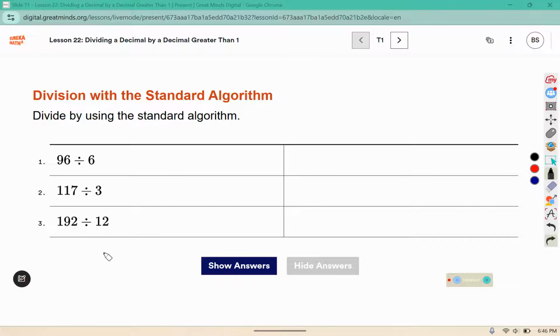Divide using the standard algorithm. 12 doesn't fit into 1, but it does fit into 19. 19 minus 12 is 7. Bring down the 2. 12 fits into 72 6 times, with nothing left over.